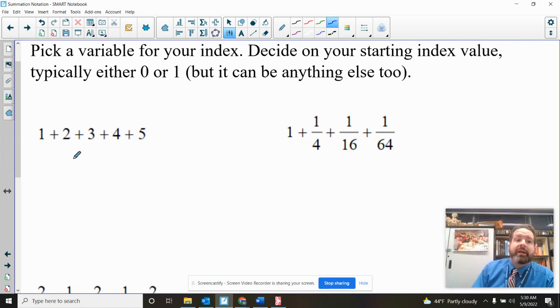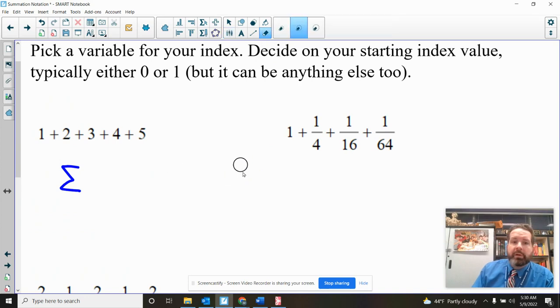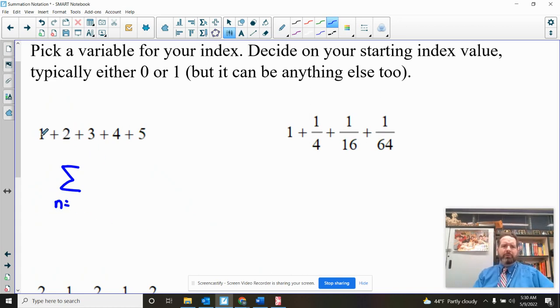So step one, pick your index. When I write out my sigma, and I'm not the best at writing sigmas in the world, just try your best. Do better than this, though. That is not a sigma. You've got to have pointed corners, something like that. So pick your variable. I'm going to use an n. And here's what I know. I've got to end up having 1, 2, 3, 4, 5, five different numbers added together.